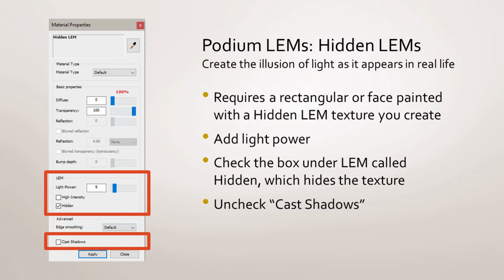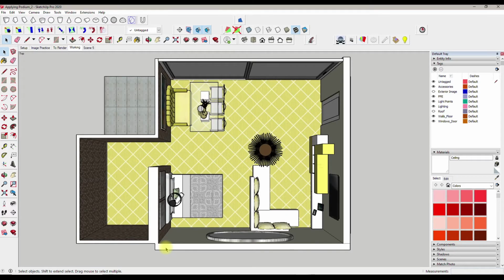It's also important to uncheck cast shadows for a hidden lem texture, otherwise the rectangle will cast an unrealistic shadow in the space. You can have more than one hidden lem texture and rectangle in a space because you might want to vary the light power for different areas of the model.